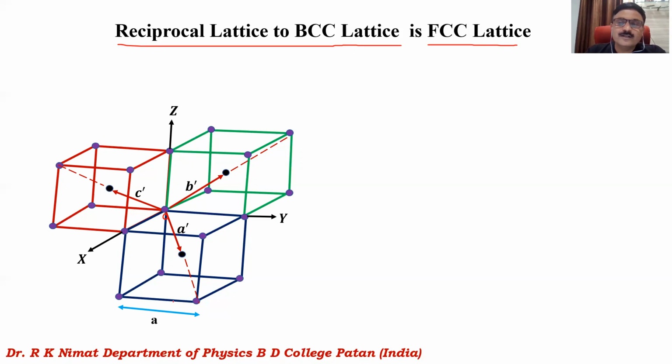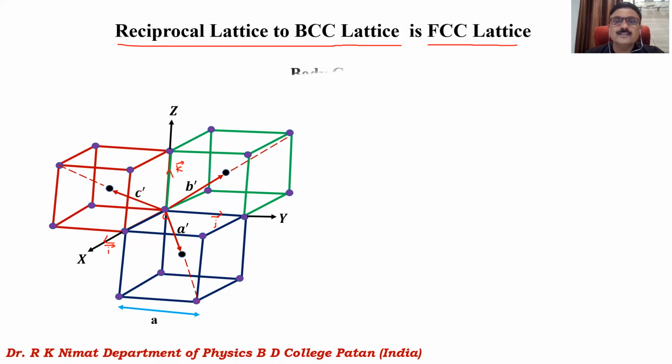Now we have to represent these vectors a dash, b dash, c dash in terms of vectors a, and for that we will use these three axes. This is the x-axis, this is the y-axis, and this is the z-axis. Suppose i is the unit vector along this x-axis as usual, j is the unit vector along this y-axis, and k is the unit vector along this z-axis. So in this way, we will assume i, j, k as the unit vectors along the three axes, and we have to represent a dash, b dash, and c dash, which are primitive translational vectors, in terms of lattice constant a.